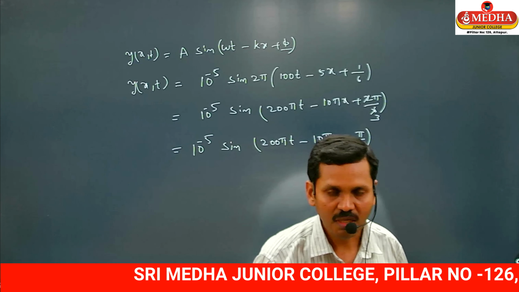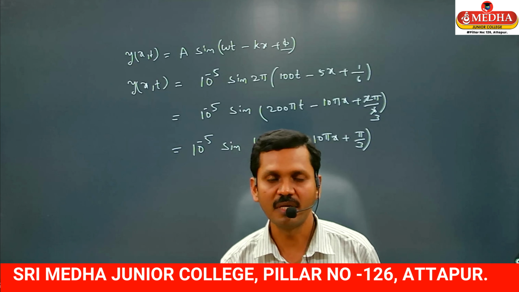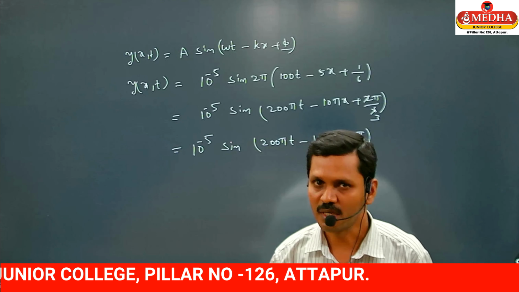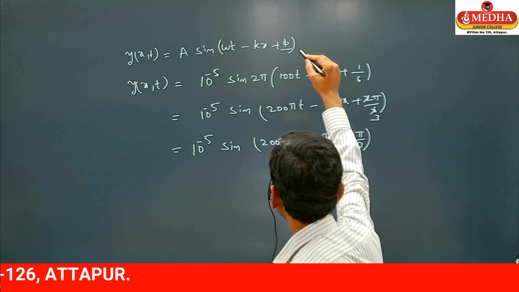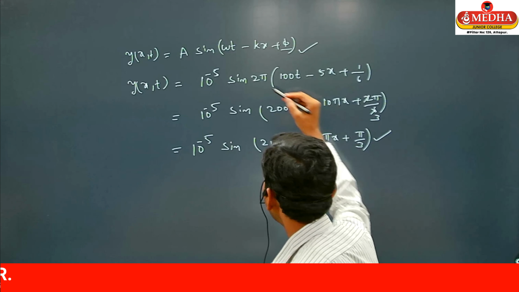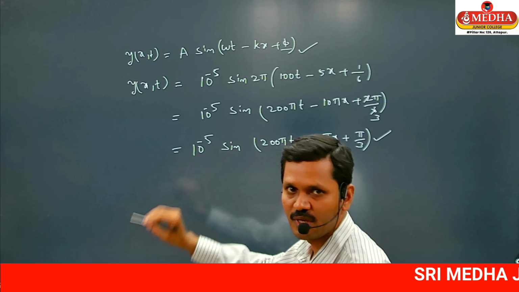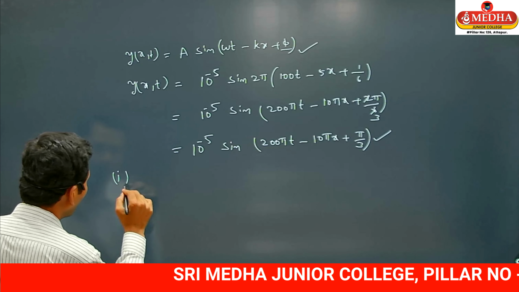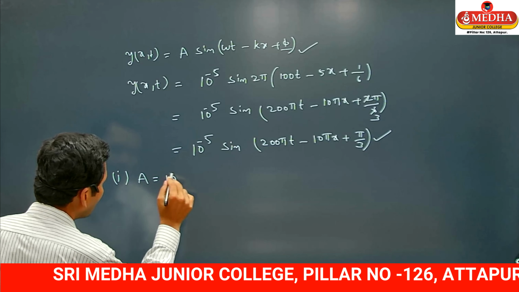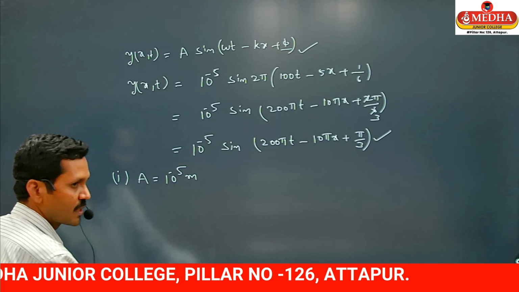Next, different values are asked. First, the amplitude I am calculating. Amplitude means when comparing this equation to the standard one, in place of a we have 10 power minus 5. See, first bit here, the amplitude A is equal to 10 power minus 5 meter.